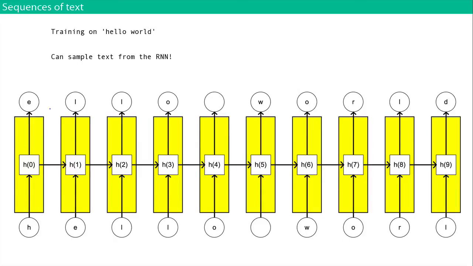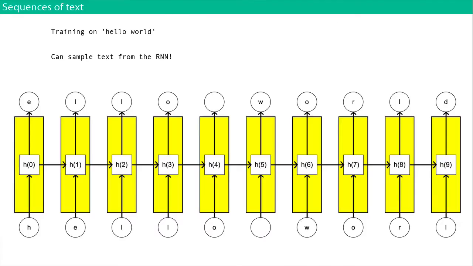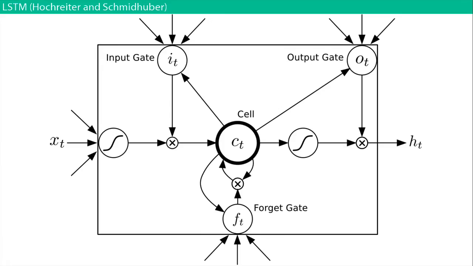WORLD, right? So you're predicting H to E, E to L, L to L, and so on. If you do this and you train it, the end result is a neural network which can predict sequences of characters to make text.